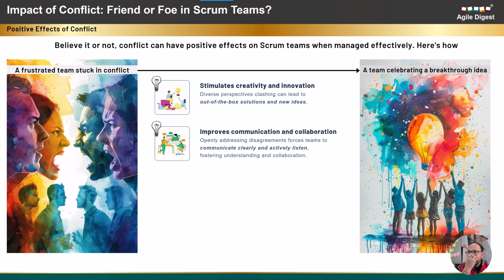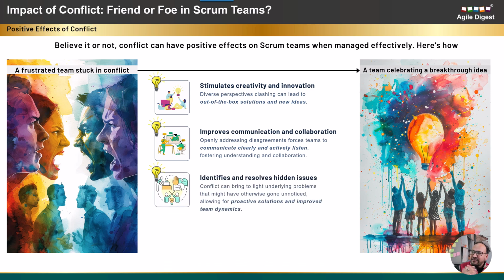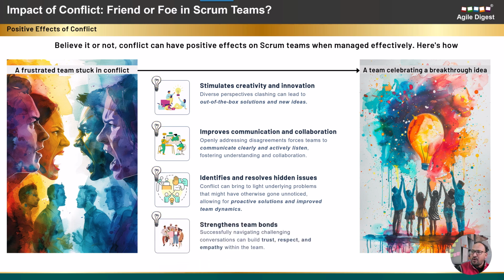Conflict can lead to openly discussing and addressing disagreements that force the team to communicate clearly and actively listen, and foster understanding and collaboration. You can also go for identifying and resolving hidden issues. So conflict can bring to light underlying problems that might have otherwise gone unnoticed, allowing for proactive solutions and improved team dynamics, and strengthens team bonds.